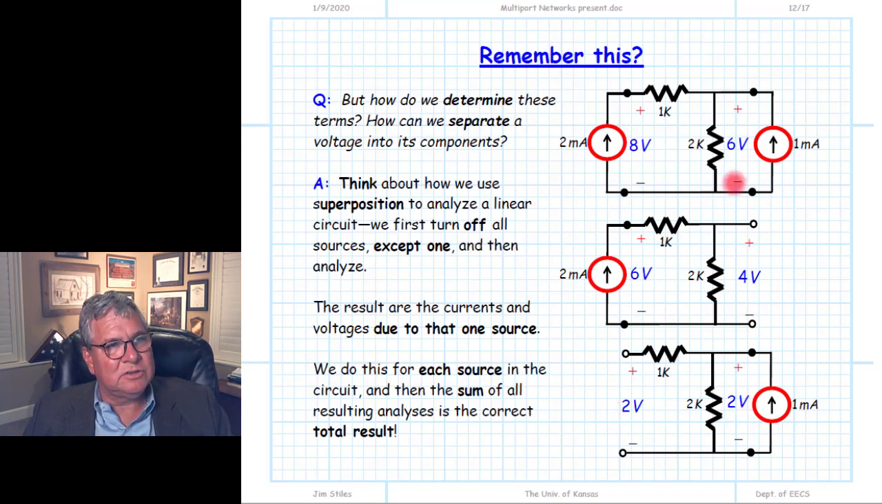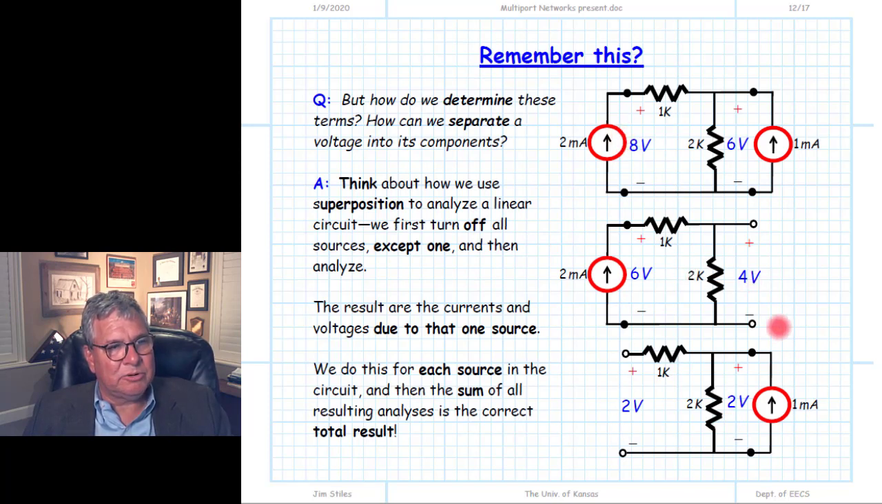And so we can say the total voltage at this port is the sum of the component due to each of the two current sources. We've identified that as a 4 volt component and a 2 volt component, which adds to 6. Likewise, the 8 volts we can now separate into two components. This 8 volts is due to 6 volts resulting from the 2 milliamp source, and also 2 volts resulting from the 1 milliamp source. We add 2 and 6 together, we get 8.